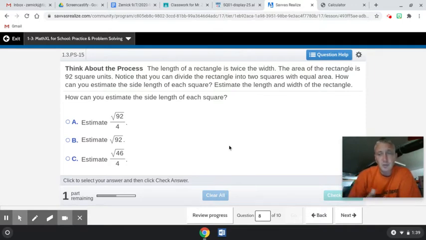Now, here's the weird part. They're talking about a rectangle. We haven't talked about the area of a rectangle, although some of you know that length times width is a way to find the area. Notice you can divide the rectangle into 2 squares. So take that rectangle, cut it in half. Now you have equal area on both sides.